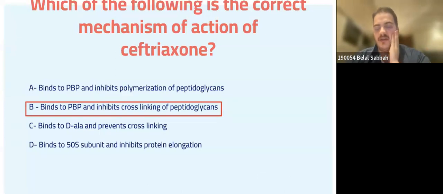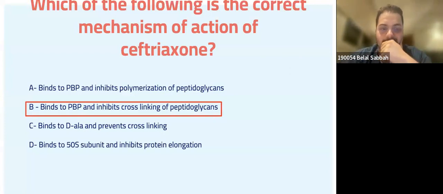Ceftriaxone is a third generation cephalosporin. So for the cephalosporins, there's a lot of different cephalosporins, right? The ones that you should really know and be familiar with the name is ceftriaxone. Ceftriaxone, in my opinion, for these exams, is the most important cephalosporin to know. And there's a nice table about it.